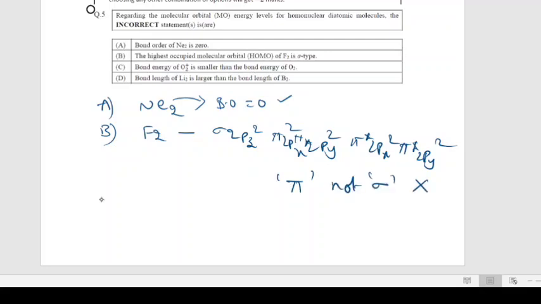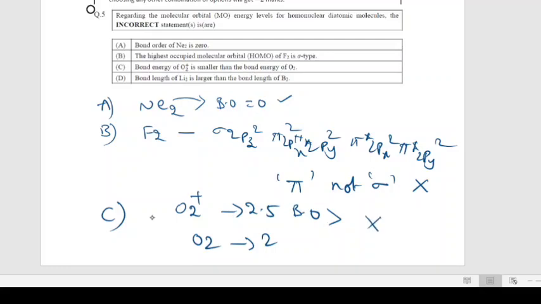And what about the C? The bond order of O2 plus is smaller than that of O2, they say, not the bond energy. Okay, they are comparing the bond energies for O2 plus and O2. If we calculate for O2 plus, we will get 2.5 as the bond order, whereas for O2 the bond order is 2. So it is in fact greater than O2. So option C is also incorrect.